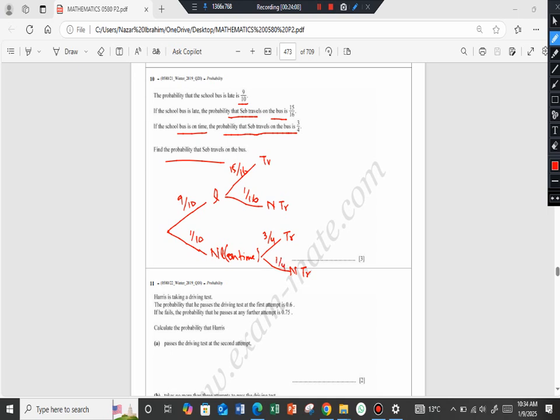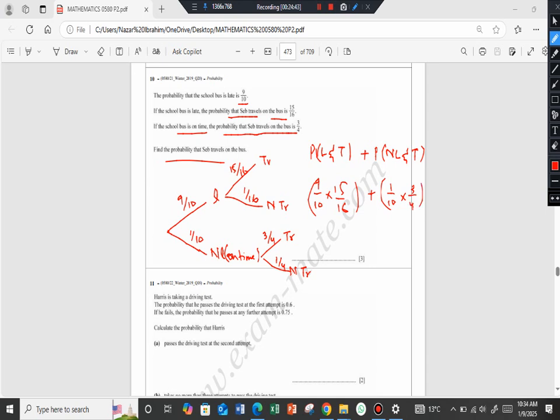Okay, find the probability that Seb travels on the bus. So for travels, there are two cases: late and travels, not late and travels. So probability of late and travels, plus probability of not late and travels. So probability of late is 9 upon 10, travels is 15 upon 16. Probability of not late is 1 upon 10, then travel is 3 upon 4.